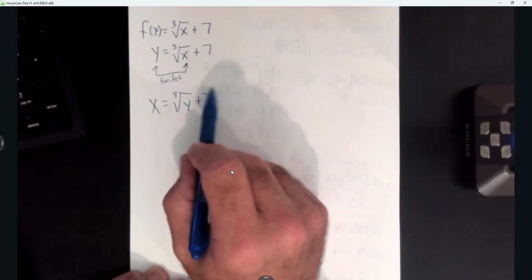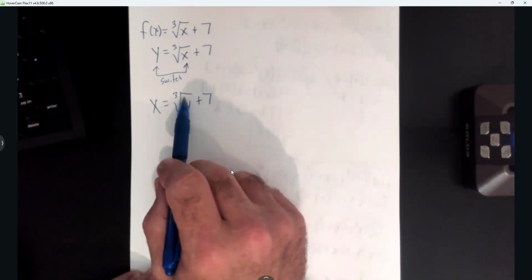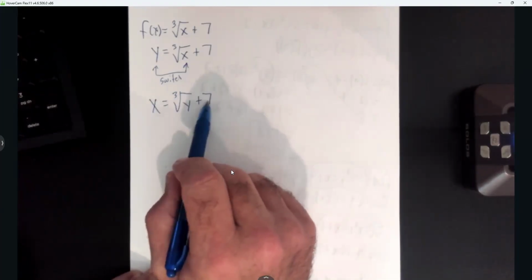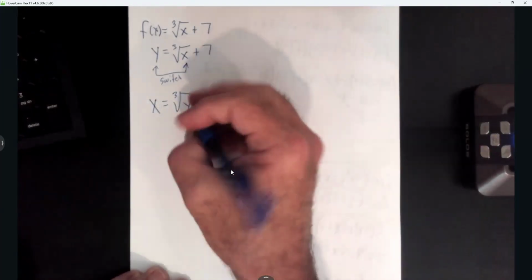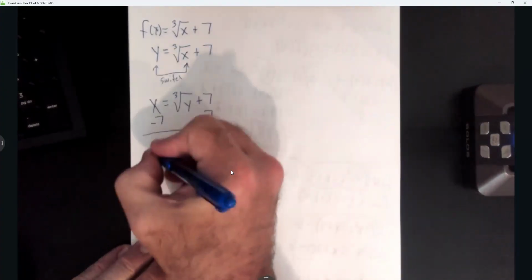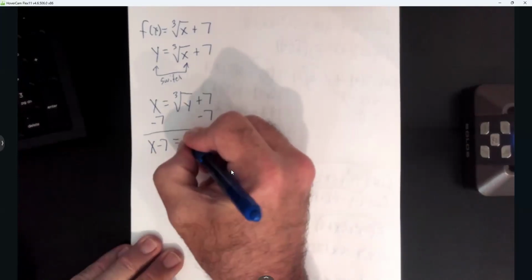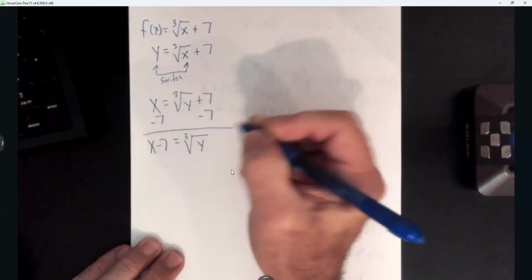Now you're going to solve that for the y. Now here's the difference on some of these. This plus 7 is not under that cube root. So since the 7 is not under the cube root, your first move is to subtract 7. So you're going to get an x minus 7 over here equals a cube root of y.